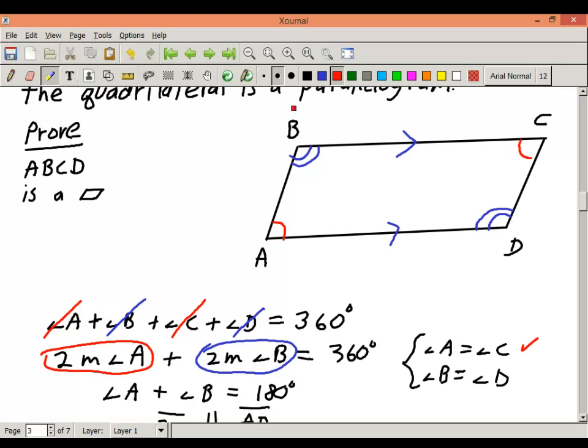So that means that this time the left and right sides are parallel, and AD is a transversal, and A and D are supplementary, so that makes the left and right sides parallel. Because if 2 lines are cut by a transversal and same side interior angles are supplementary, then the lines are parallel. So that makes these 2 sides parallel. And now I got the top and bottom sides parallel, left and right sides parallel. That makes it a parallelogram.